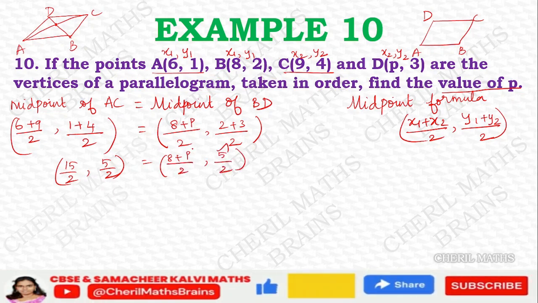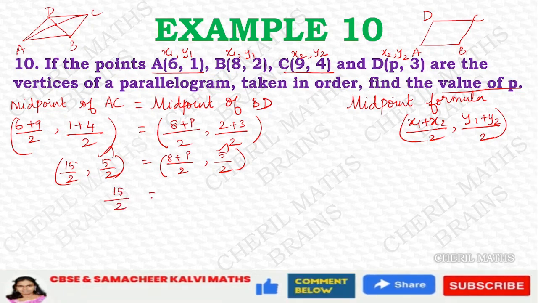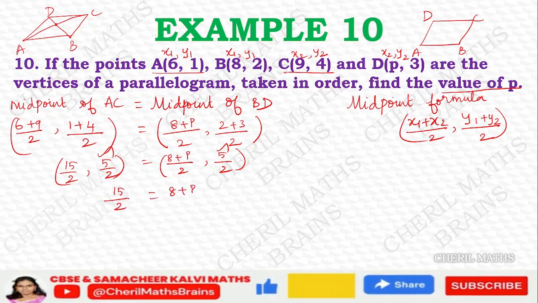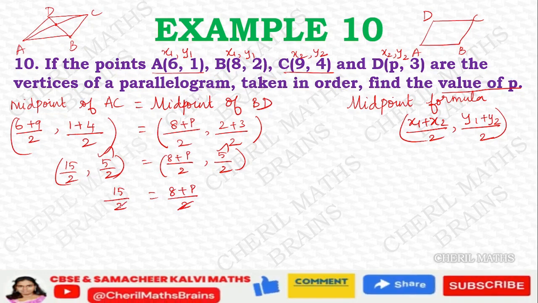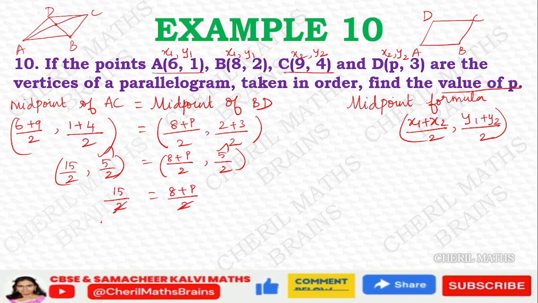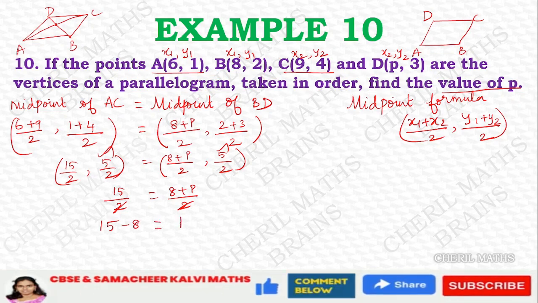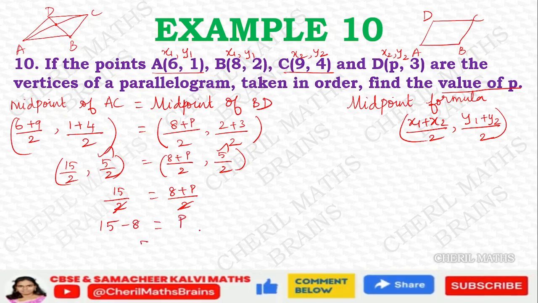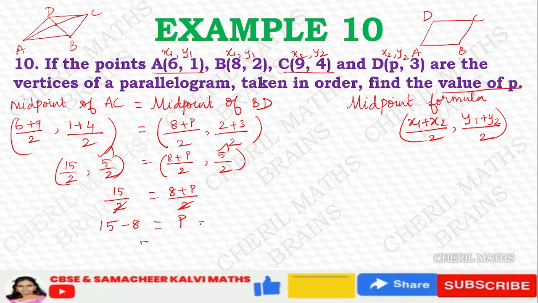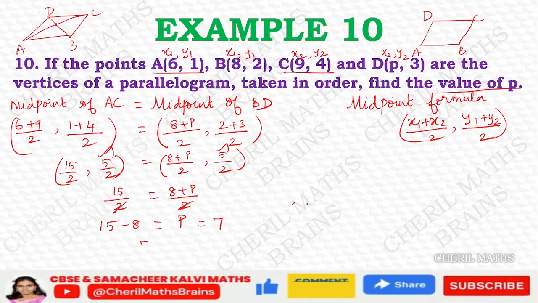We've already got 5 by 2, 5 by 2, so we are going to just equate the x coordinates. So we'll have 15 by 2 is equal to (8 plus p) by 2. So 2 and 2 will get cancelled. So you will have 15, and if you bring the 8 here, 15 minus 8 is equal to p. So your value of p will be 7. So therefore p is 7. Is it clear, children?